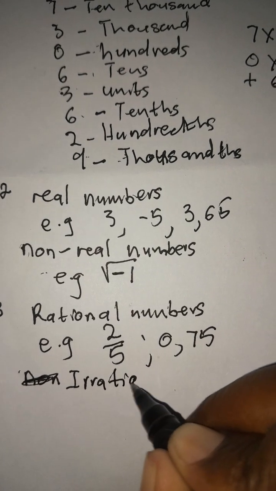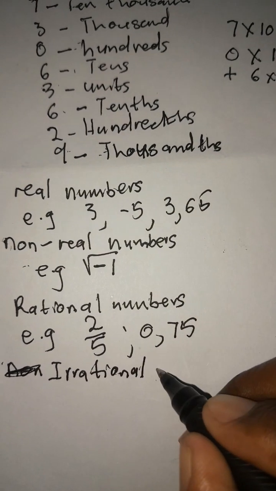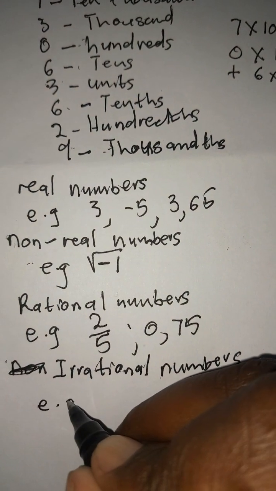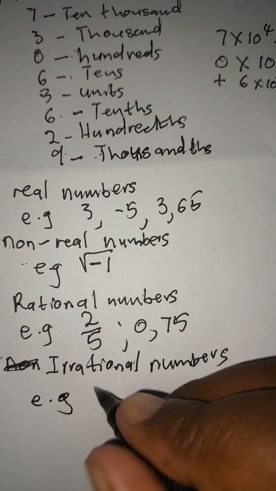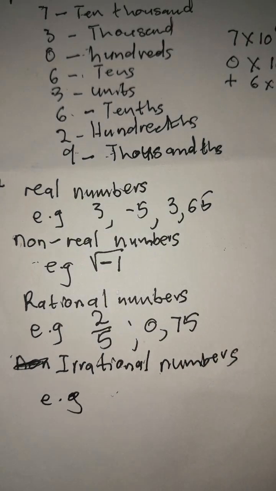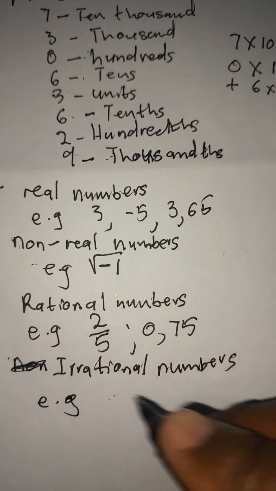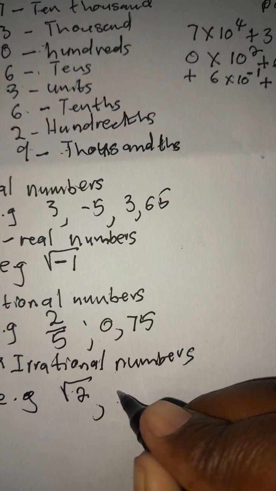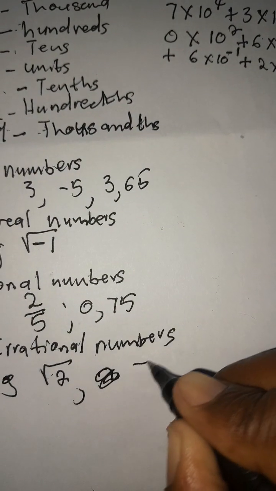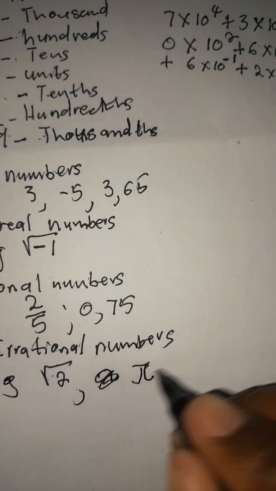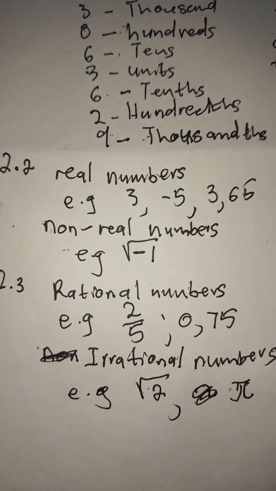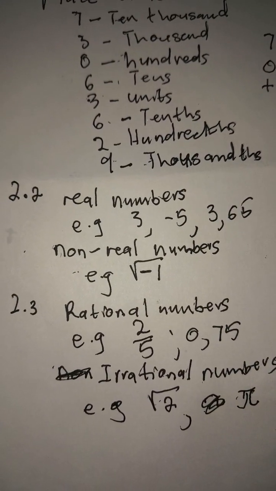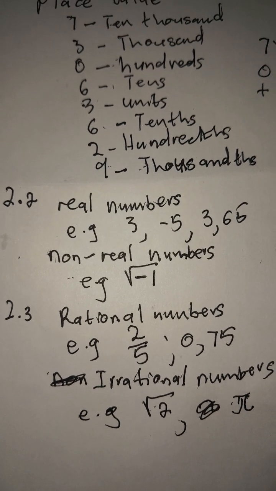Sorry, for irrational numbers, what am I talking about? E.g., remember that irrational numbers are non-repeating numbers, e.g. the square root of 2 and pi. We have pi in our calculator, and pi is also part of irrational numbers. So that is 2.3, then let's go to 2.4 and 2.5.